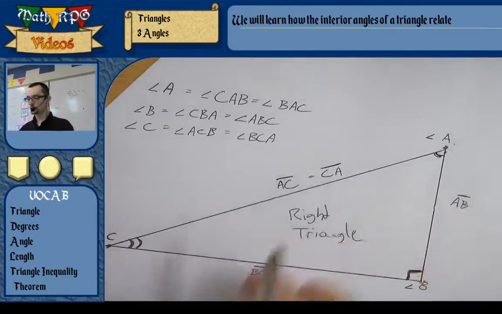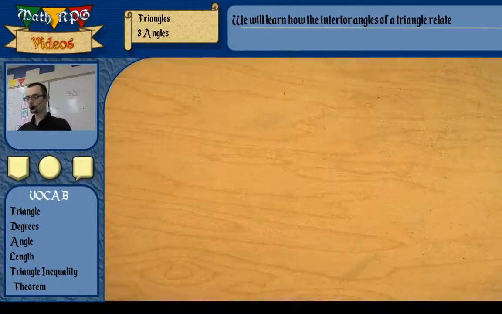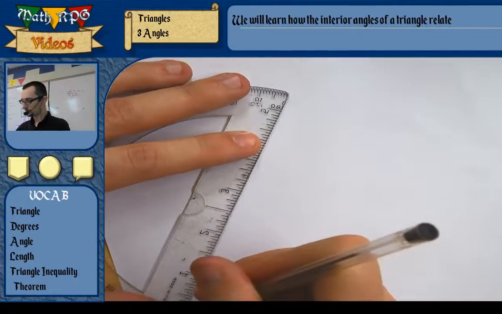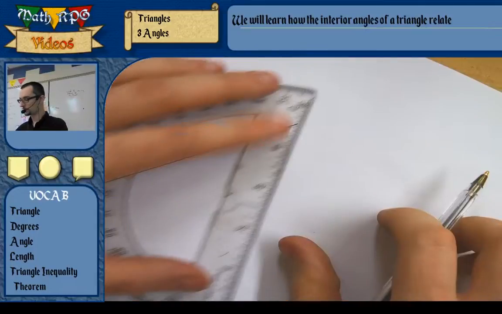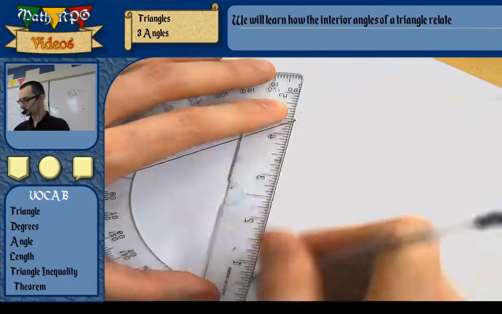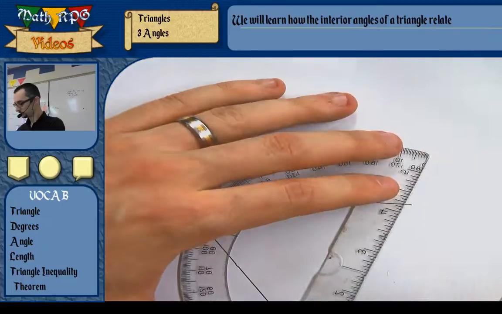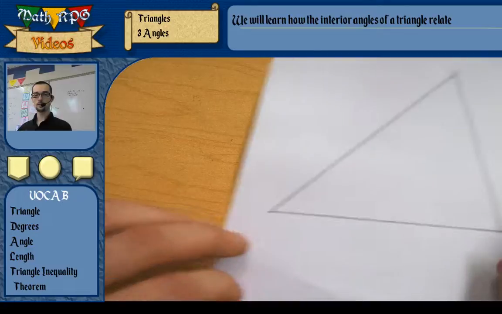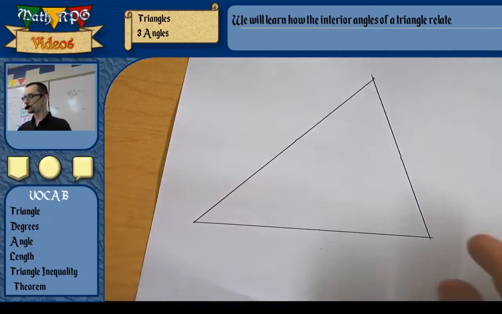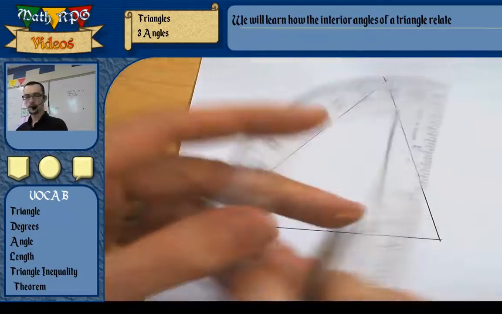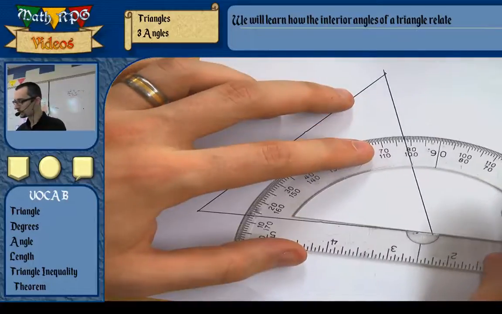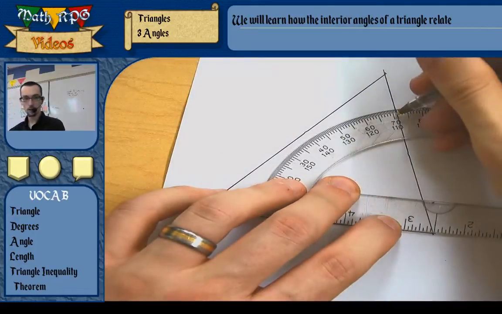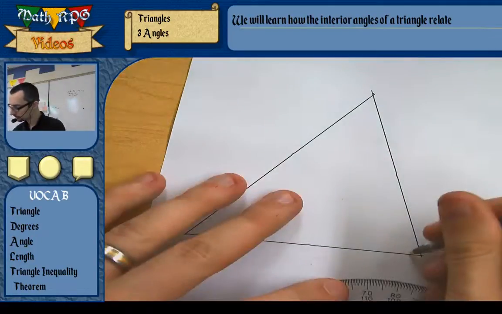Okay, let's draw another couple triangles. I'm going to draw a triangle. It's going to look something like this. Okay, that's a triangle. It has 3 sides and 3 angles. And if I use my protractor, I can actually see what the angles are. This angle here is, let's see, that looks like about 71 degrees right here.